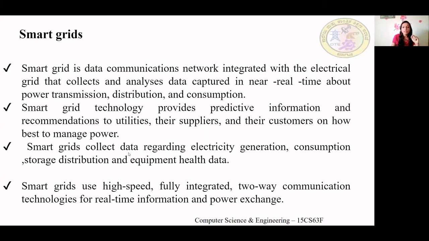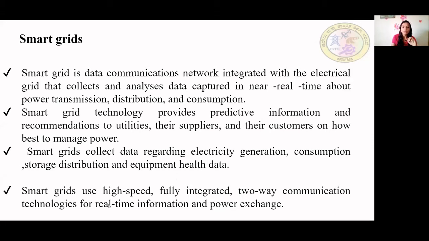Okay, next, third one: the smart grid collects data regarding electricity generation, consumption, storage, distribution, and equipment health data. And one more thing, Kishan told, right? Smart grids are high-speed, fully integrated, two-way communication networks. Okay, it helps in two-way communication, for real-time information and power exchange. Your existing network is one way, whereas the smart grid will be two-way. If the grid is two-way, what will happen? Electricity will be coming from the grid, and again you can send it back. So the smart grids are two-way.